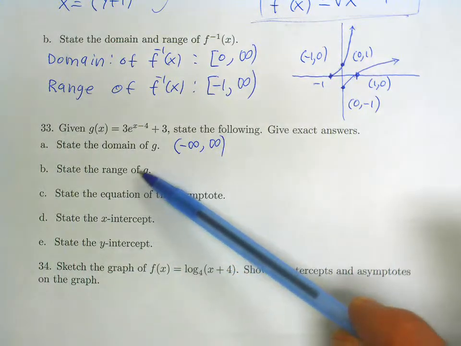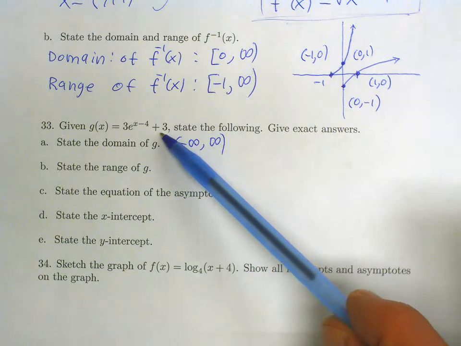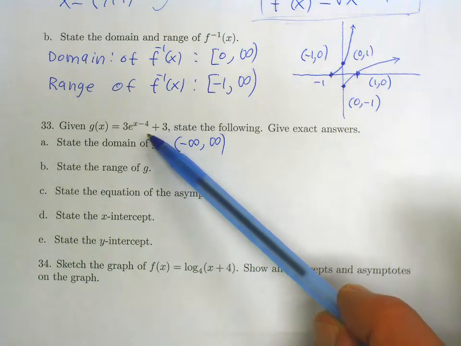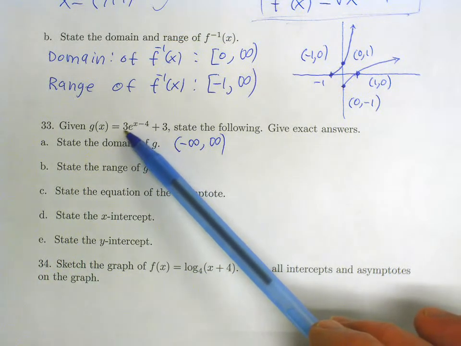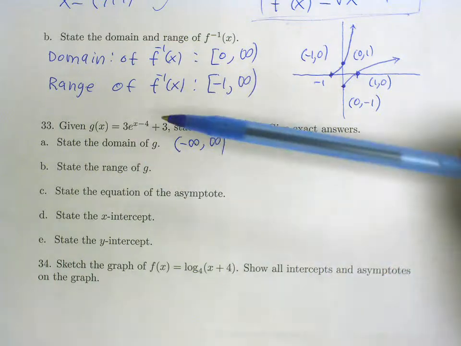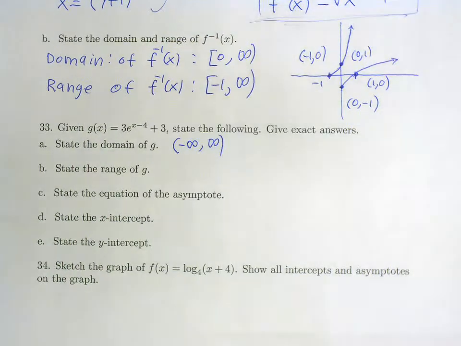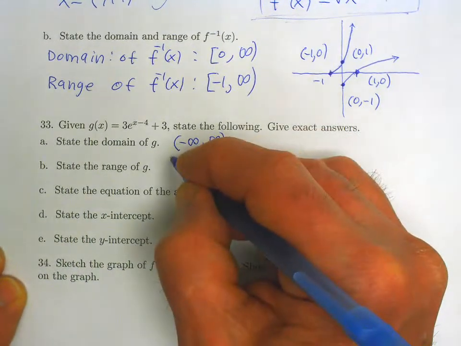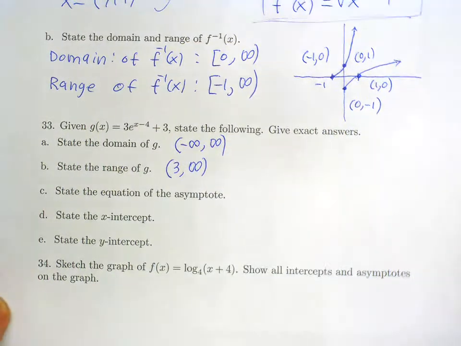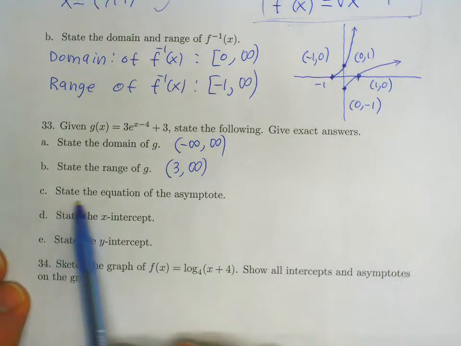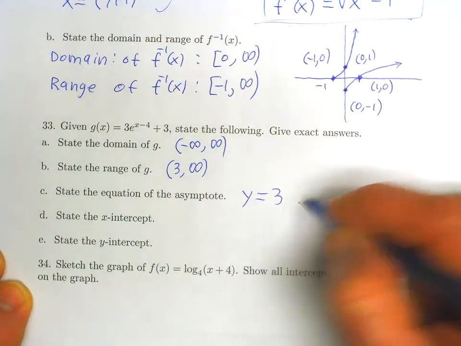The range, however, we've seen enough of these to know that this has a horizontal asymptote at y equals 3. If you exclude 3, the other values, 3 times e to the x minus 4, are always positive. So the range is from 3 to infinity, but excluding 3. The equation of the asymptote, it's a horizontal asymptote, y equals 3.